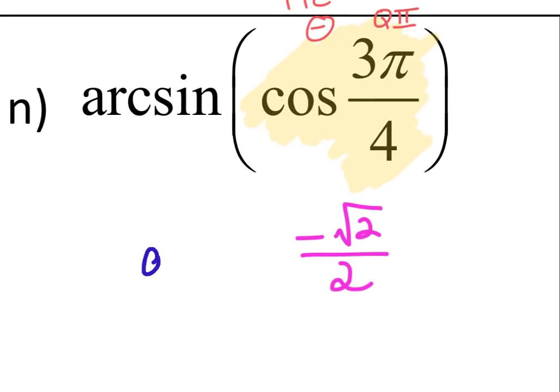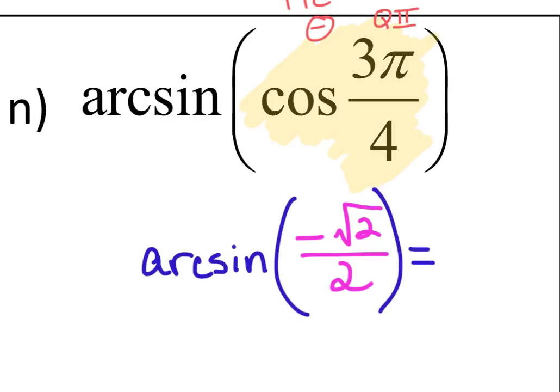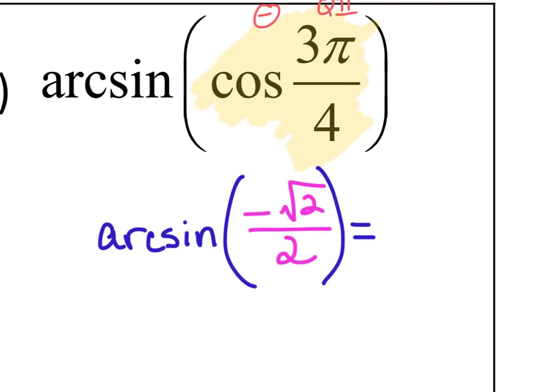And so this problem is asking, what is the arc sine of negative radical 2 over 2? Arc sine of a negative gives you a negative answer in the fourth quadrant, so this is going to be negative 45 degrees.